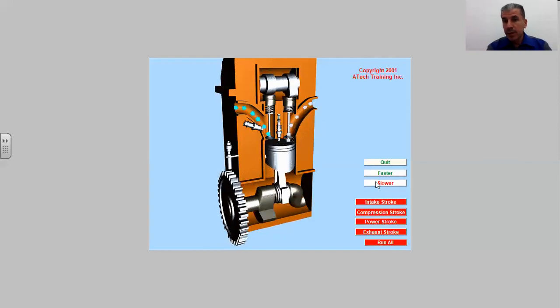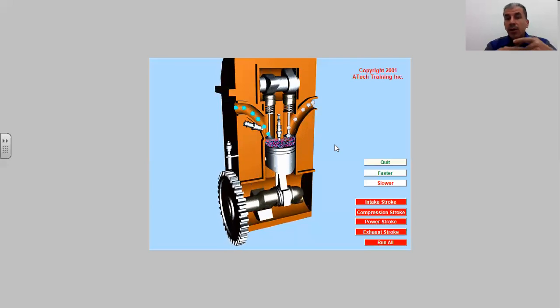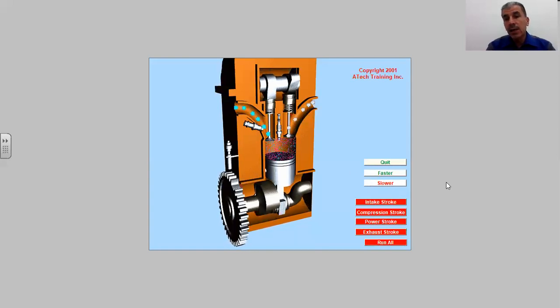Let's make it slower. Intake stroke, compression stroke, power stroke, exhaust stroke. It will repeat. Intake stroke, compression stroke, power stroke, exhaust stroke. It will repeat as it's running. It always repeats the strokes.